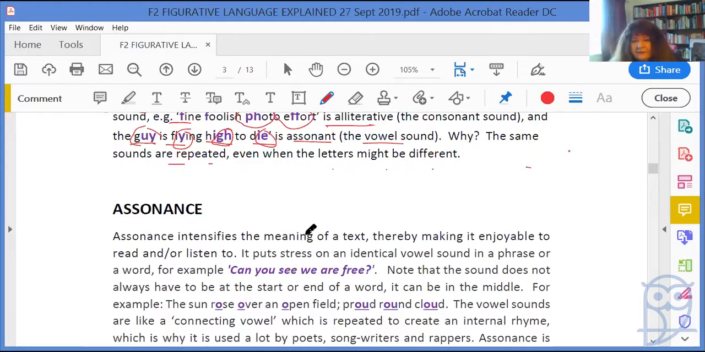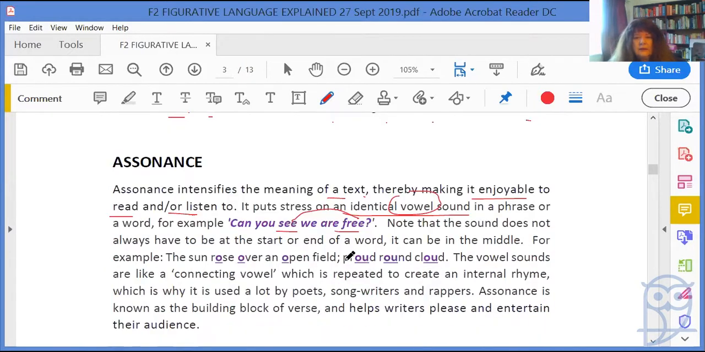Assonance intensifies the meaning of a text, which makes it enjoyable to read or listen to. It puts stress on identical vowel sounds in a phrase or a word. Can you see we are free? Okay, we've emphasized that sound. It's a vowel sound. Note that the sound does not have to be at the start or the end of the word. It can be in the middle.